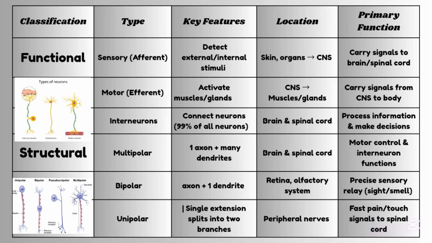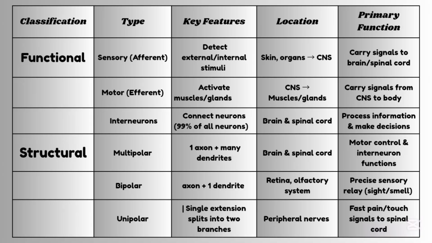Neurons are your body's wiring system. These dedicated cells let you sense, think, act, and survive. So in this video, we are going to discuss their classification. There are two types: one is a functional classification and the other is the structural classification. According to functional classification, there are three types of neurons: sensory neuron, motor neuron, and interneuron.